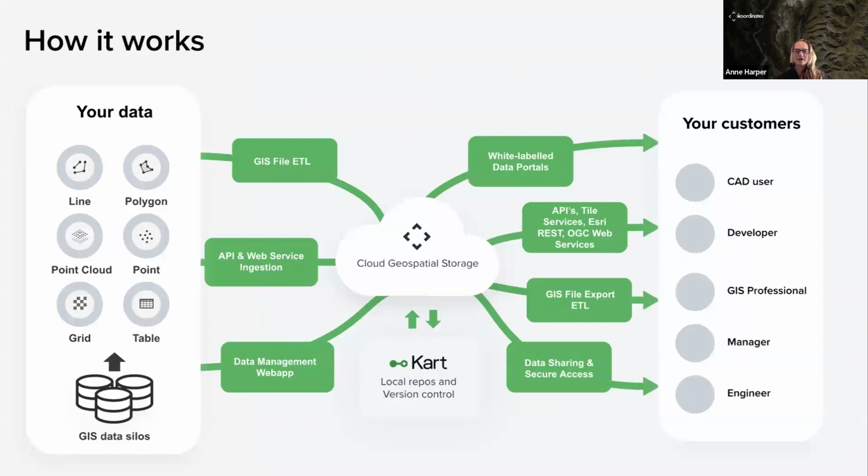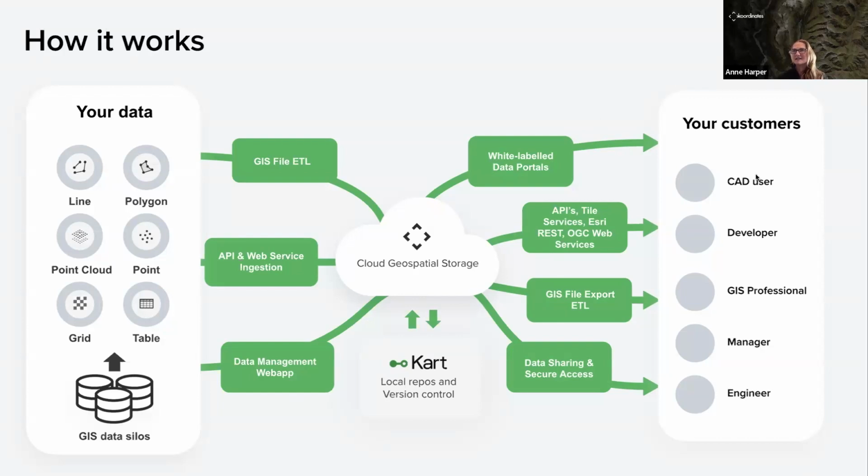So how it works. I'm just going to give you this quick overview. You have your data here, which could be all these different types. You then load it into your portal here via either, say, an ETL, like you may have FME, you may choose to automate it using APIs or web service ingestions, or we've got a beautiful data management web app to make it really easy. So you can do things like just drag and drop files in and they will upload.